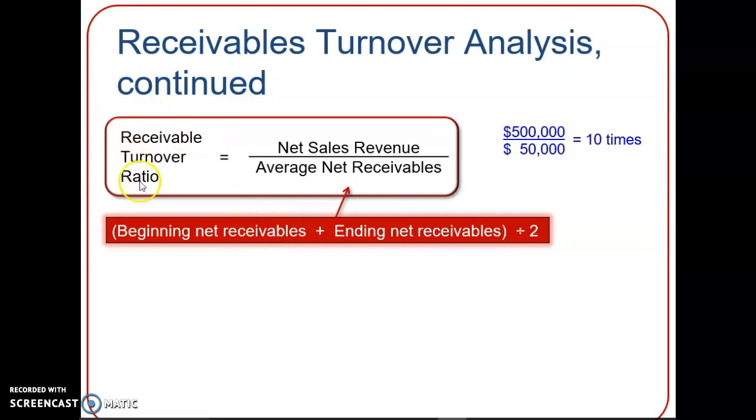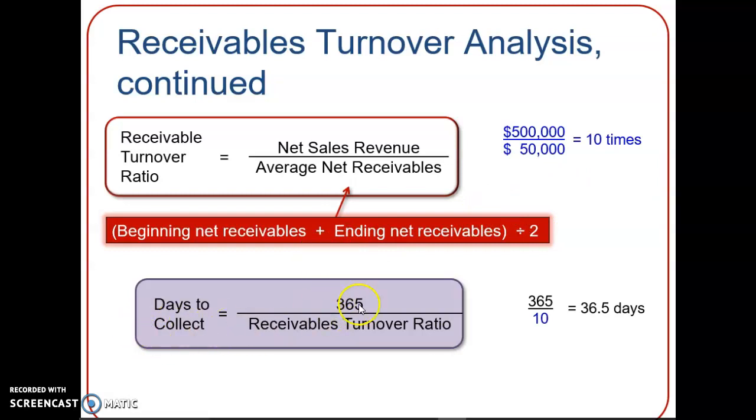The receivables turnover ratio equals net sales revenue divided by average net receivables. So if we know that the net sales revenue is $500,000, and we know the beginning net receivable and ending net receivable, typically we just add those two together and divide by 2. Let's assume the result is 50,000. So 500,000 net sales revenue divided by 50,000 average net receivable, we get 10 times. So in an average year, our receivables turn over 10 times.